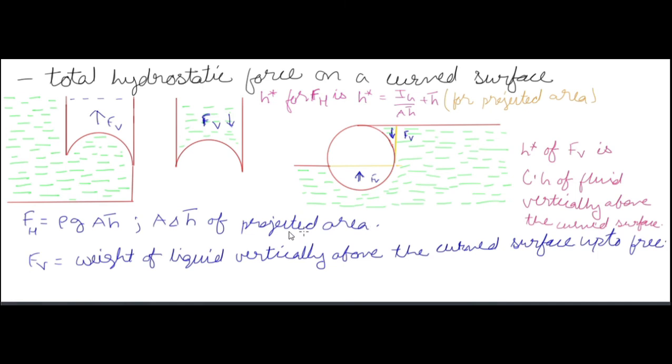The center of pressure of the vertical force is the center of gravity of the fluid displaced or vertically above the curved surface. So this is the center of gravity of this fluid that has been displaced. Now if it had been a sphere, meaning a spherical dome, the projected area would be a circle.